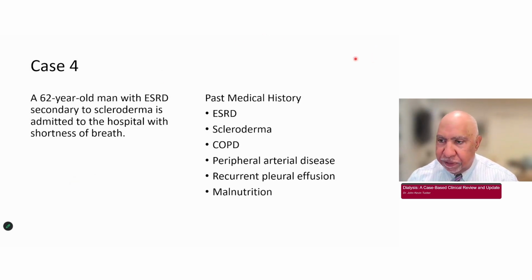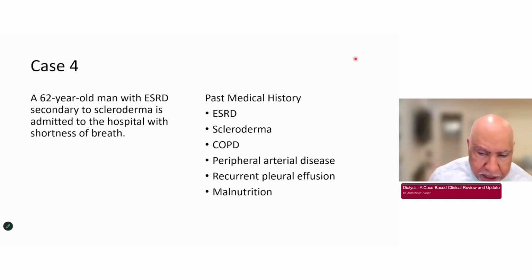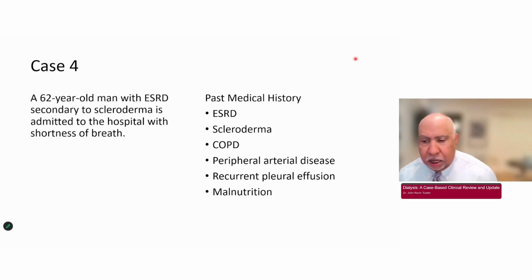Okay, let's move on to a different topic. In this case, we'll talk about altered mental status a bit. A 62-year-old man with end-stage kidney disease secondary to scleroderma. He's admitted to the hospital with shortness of breath. Past history is notable for end-stage kidney disease, scleroderma, COPD, peripheral arterial disease, recurrent pleural effusion, and malnutrition.